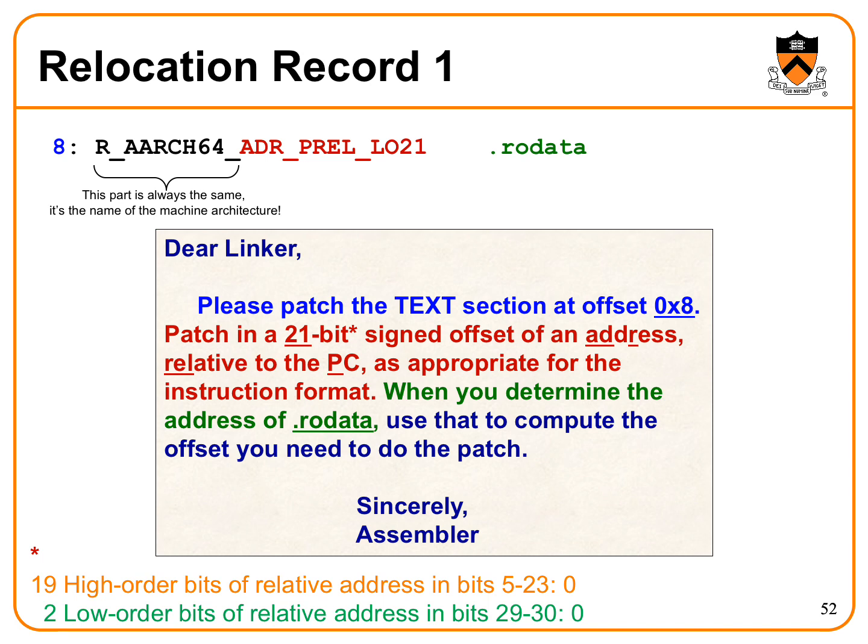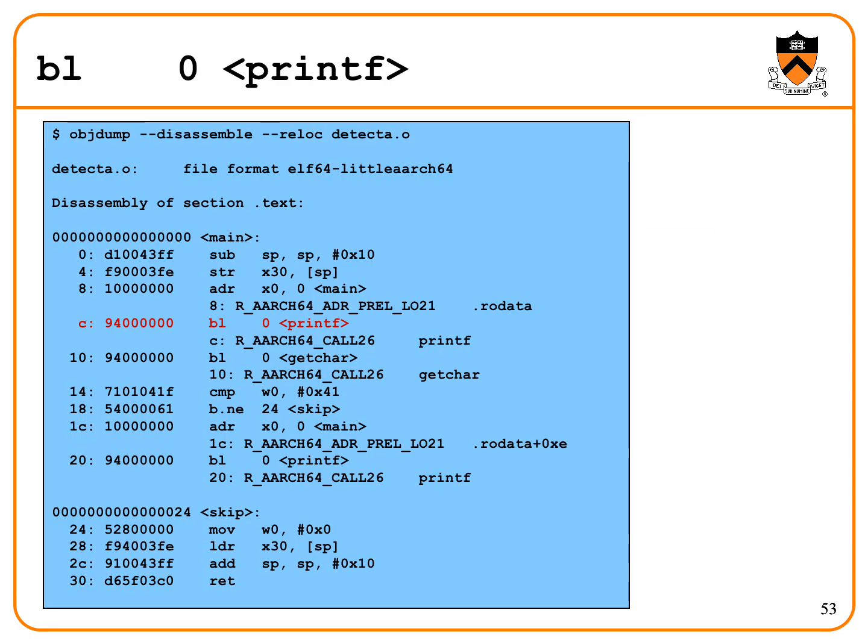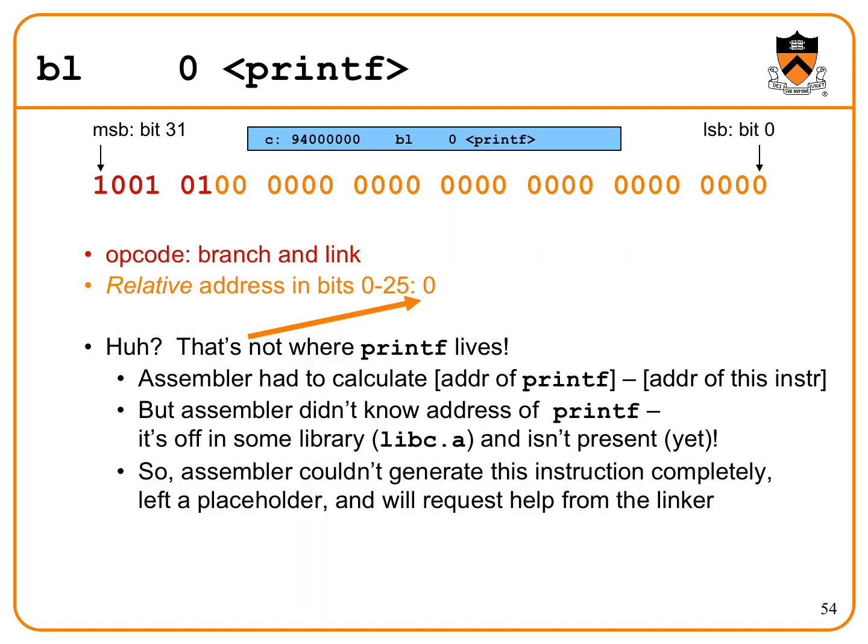Okay, 1 relocation record down, 4 more to go. Our next instruction is the BL call to printf. Now that we know a little bit about placeholder data and instructions, we can see that this is going to have it. Branching to memory location 0 isn't going to be a thing. Let's look. Indeed, we have an opcode for BL, and then the entirety of the relative address is 0.